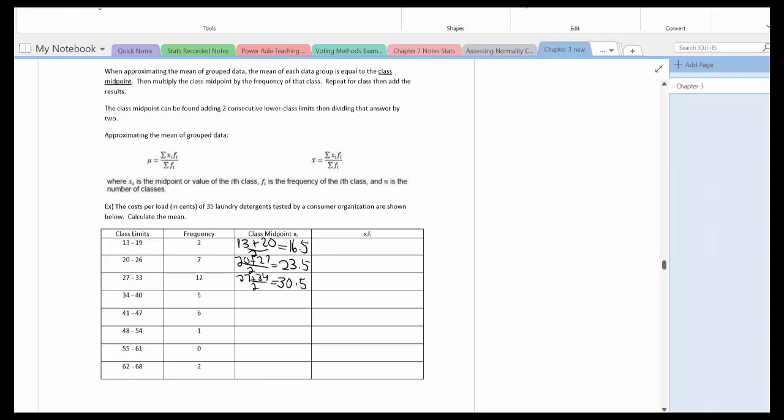I'll show one more of these, and then I'm just going to put the midpoint answers. This one would be 34 plus 41 divided by 2. That's 37.5. And the rest would be as follows.